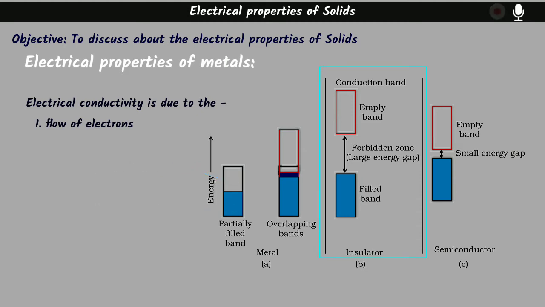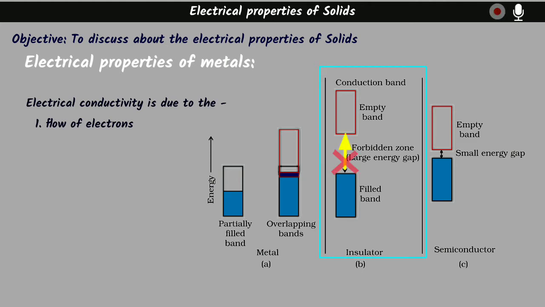Now let us suppose that the valence band is completely filled, so it is not possible to conduct electricity. And also suppose the gap between the valence band and the conduction band is very high. Then the electron cannot jump from the valence band to the conduction band.